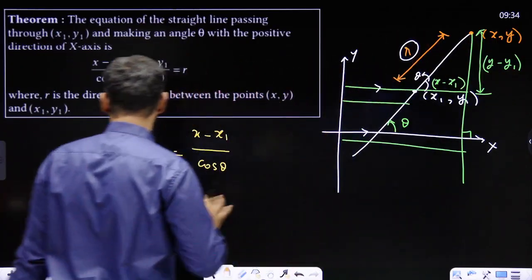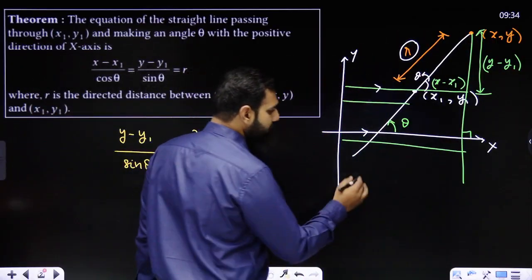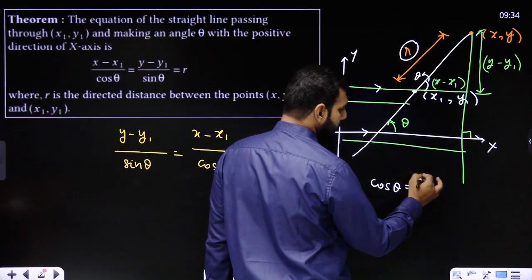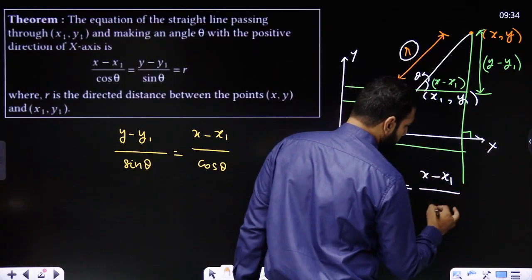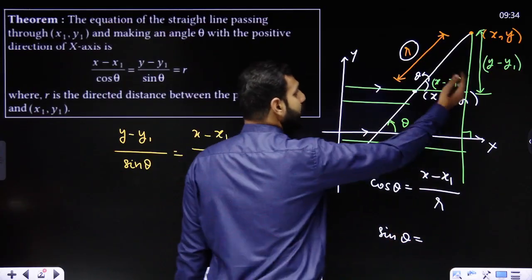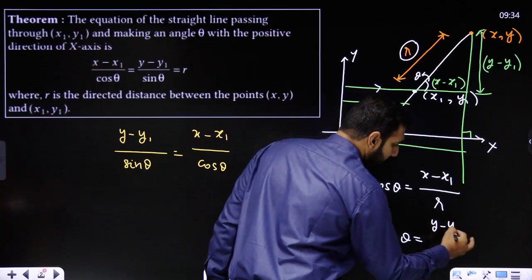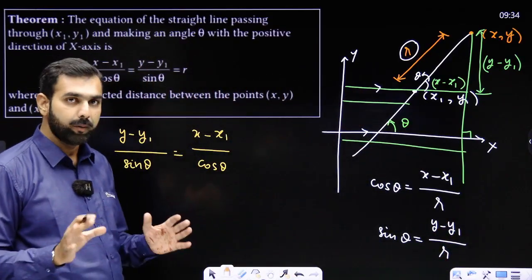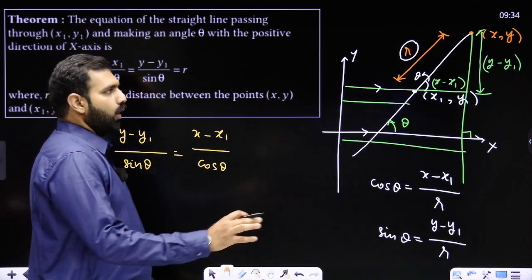upon r, which means I'm drawing two more conclusions, that cos theta is going to be base upon hypotenuse, which is x minus x1 upon r, and sin theta is going to be perpendicular upon hypotenuse, which is going to be y minus y1 upon r, right? I hope this part is very well understood by all the participants. Now, what do I do next?